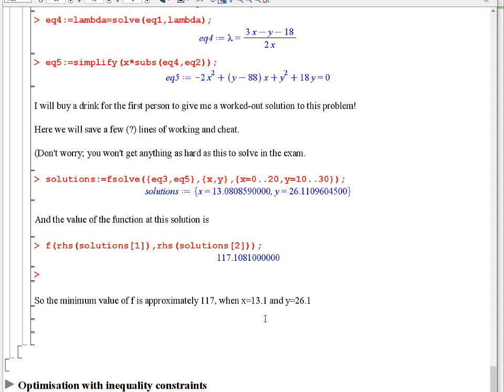Okay, so in the final part of this lecture, we'll move on from this to look at the situation where we have inequality constraints, optimization with inequality constraints.